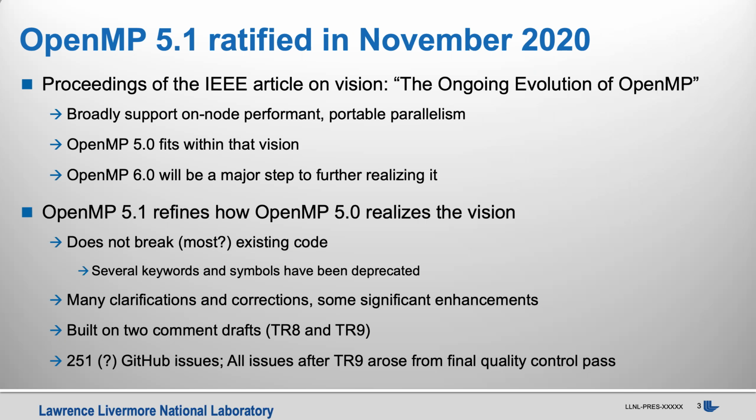So OpenMP 5.0 fits that vision with enhanced device support and additional new models of parallelism and several other extensions. It really led towards that, and I can assure you that 6.0 will continue fitting within that vision and help us further realize it. OpenMP 5.1, our most recent version of the specification, refines how 5.0 realizes the vision.